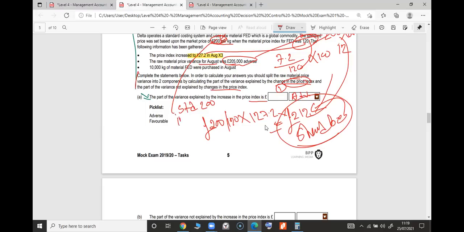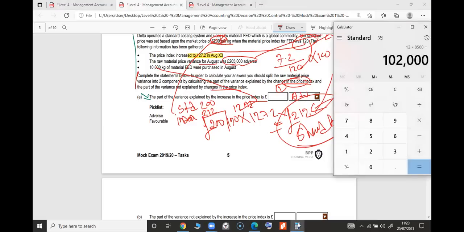And index price is 212. So of course 12 is adverse. 12 is adverse. Times by how many kg? 10,000 kg. 120,000. I think Umid, you got that one, and Shizad has worked as well.